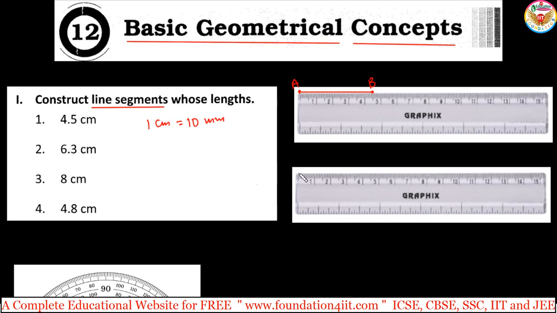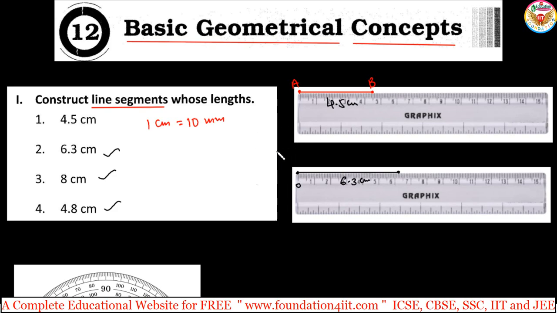6.3. Again you have to start from the 0. Some scales mention the symbol, some do not. Here, up to here is 1 centimeter. From here till 6, after 6 the third millimeter, the third line after 6, is 6.3. So this is 6.3 centimeters. Like that, using the scale, I am giving some numbers you can practice. That is how to draw using the scale.